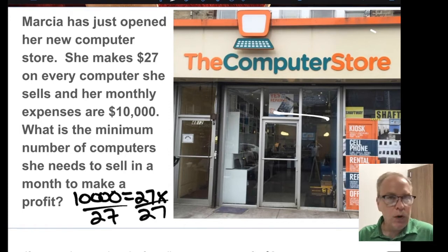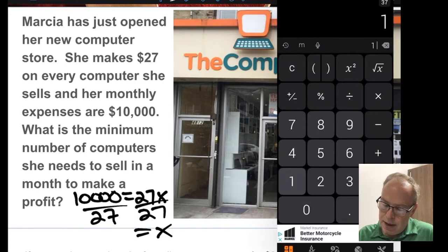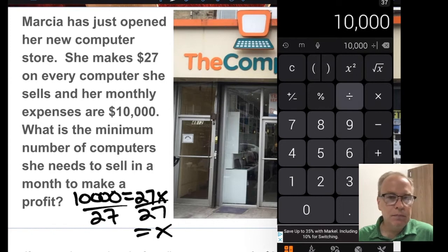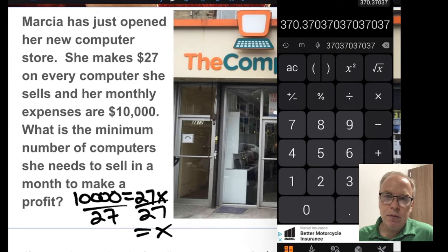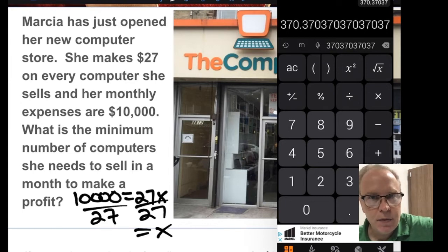Now this is kind of a weird problem. I don't know how to do this in my head, so I'm going to go back to my calculator, and I'm going to type 10,000 divided by 27, hit equals, and what do we get? 370. So does that mean she needs to sell 370?